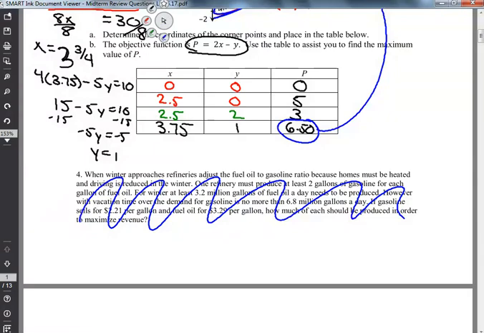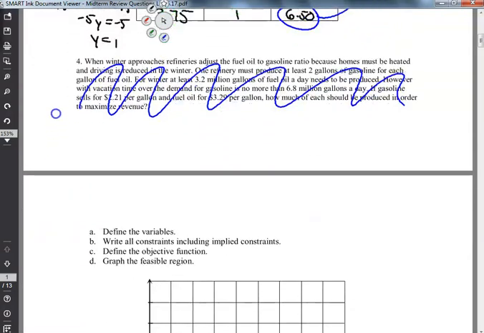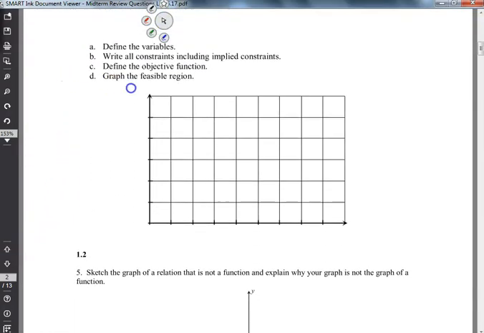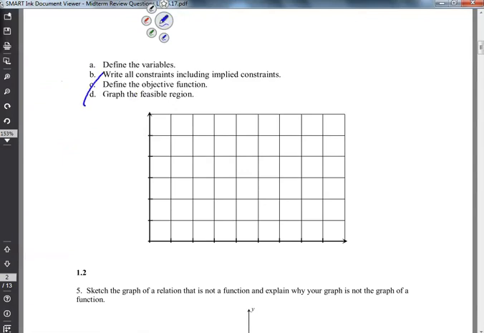How much time do I have left? I have about 7 minutes left on this session, so I don't have to worry about this one. Let me cross that off for you. Or this one.